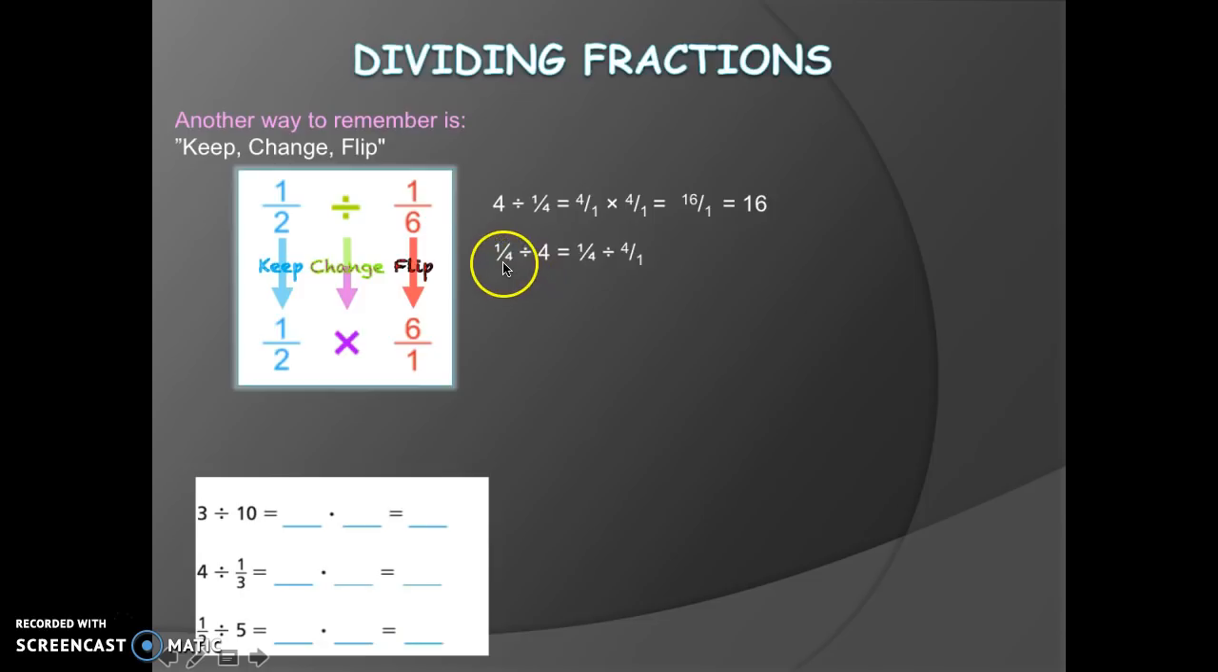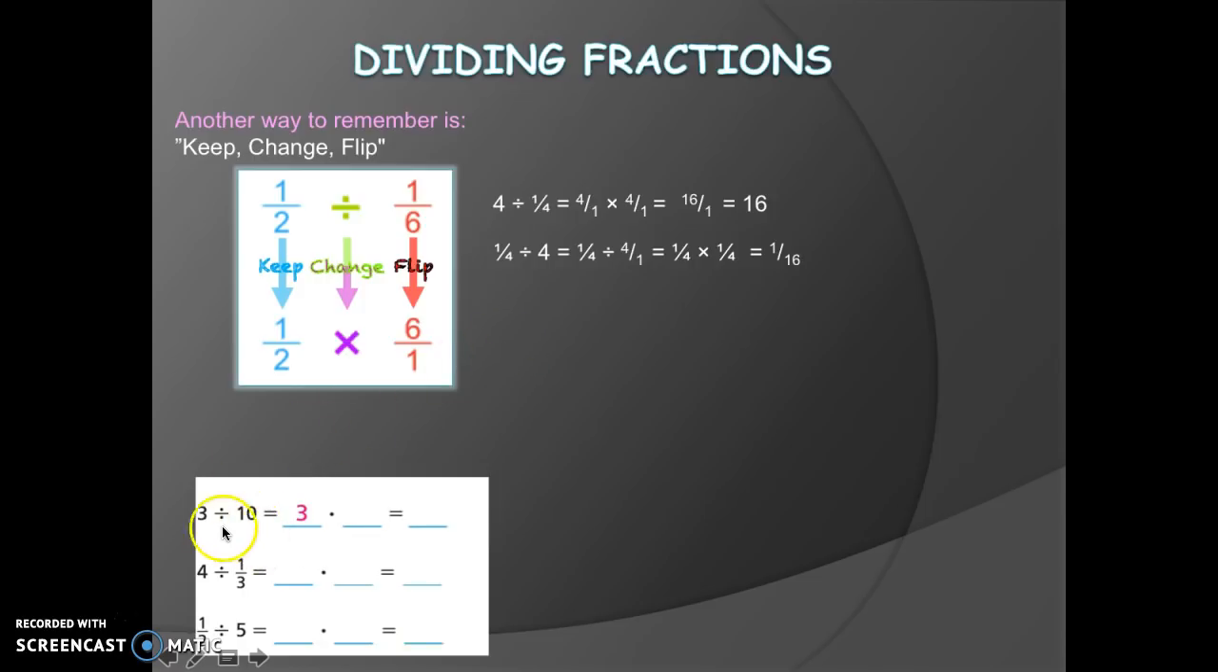Now, if we had a fourth divided by 4, we would keep our fourth. Okay, right now, 4 is actually 4/1. So we've got 1/4 divided by 4, which is the same as 1/4 divided by 4/1. So if we keep the 1/4, change to multiplication, and flip the 4 to 1/4, then that actually equals 1/16.